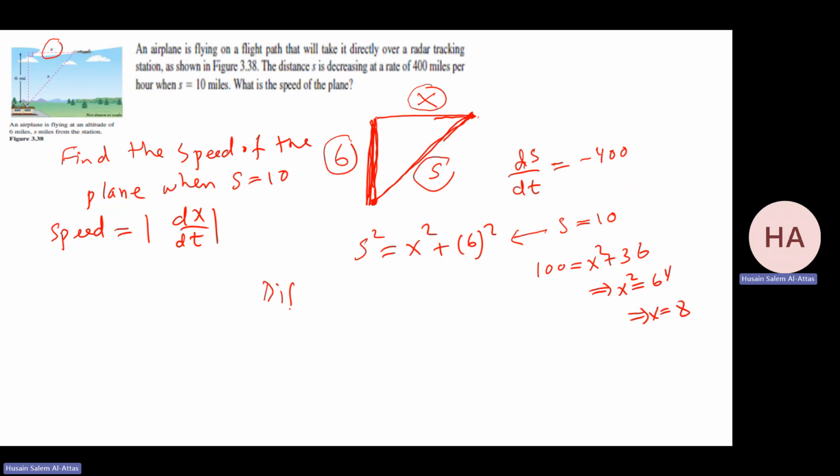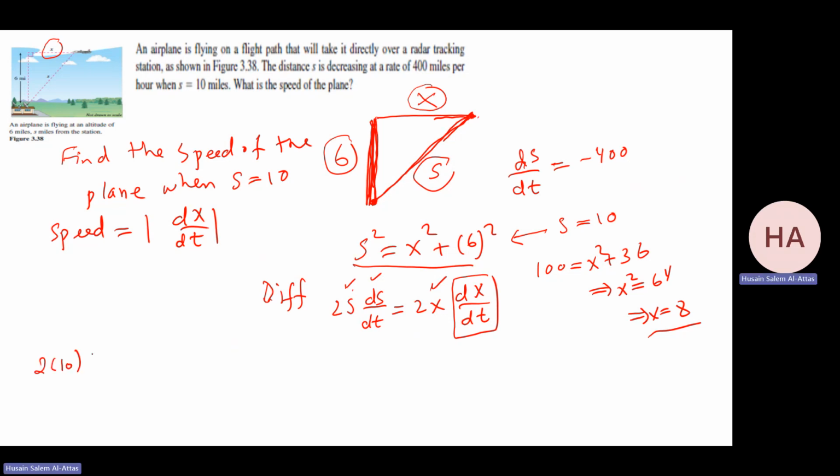Now differentiate this relation with respect to t. I have 2s ds over dt equals 2x dx over dt. I have this, I have this, I got this, so I can find this. Let us plug the numbers. 2 times 10 times ds by dt, which is minus 400, equals 2 times 8 times dx over dt.